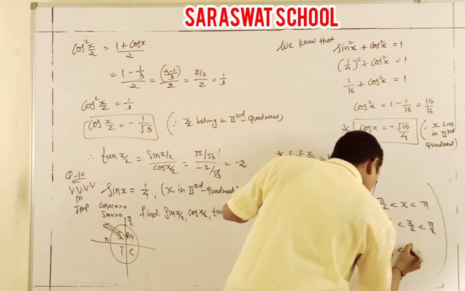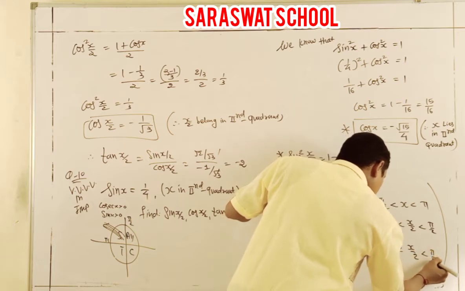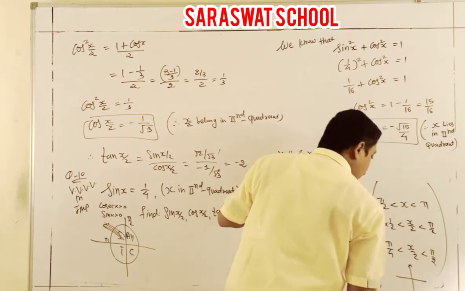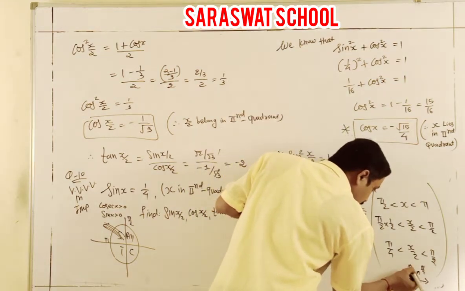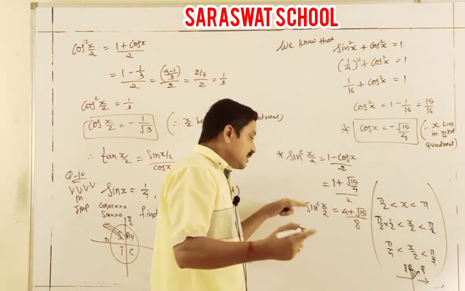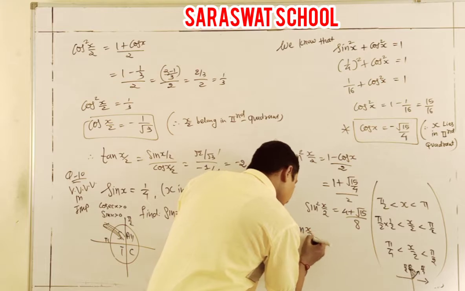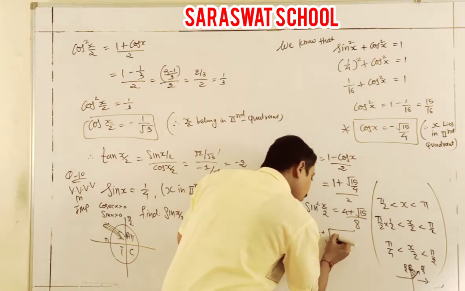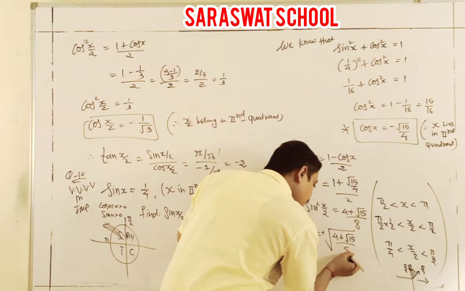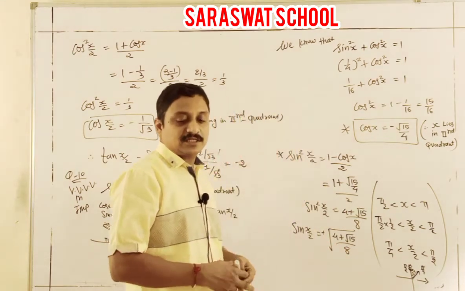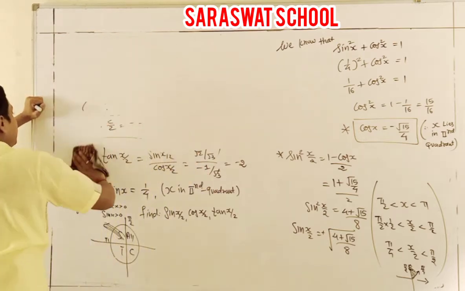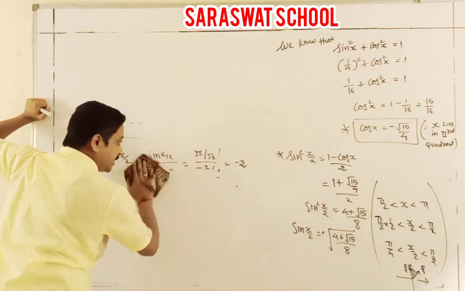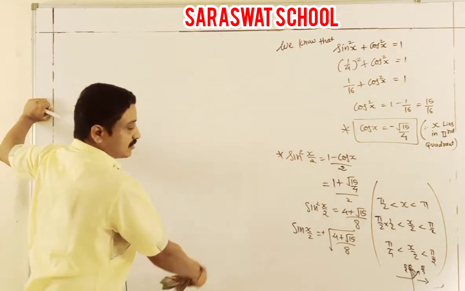So pi by 4 to pi by 2 means students, you are here. This is your pi by 4 and here is pi by 2. Check, your quadrant is first. That's why here I write down positive (4 plus root 15) by 8. And students, this is not your answer. I will further explain until we finally remove the root. That's the main part of this chapter.